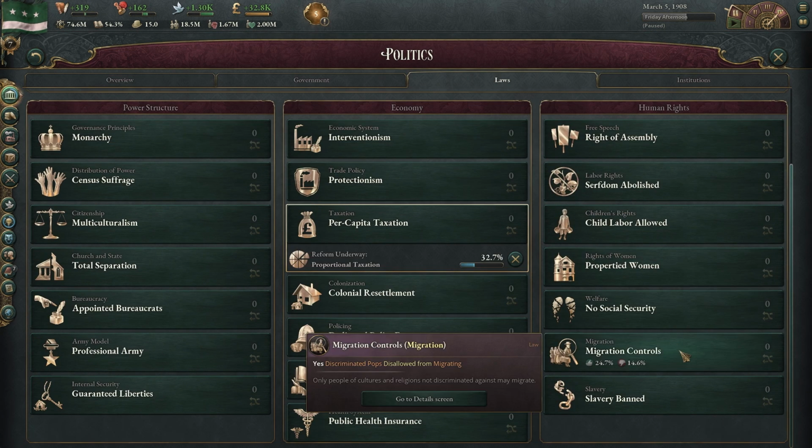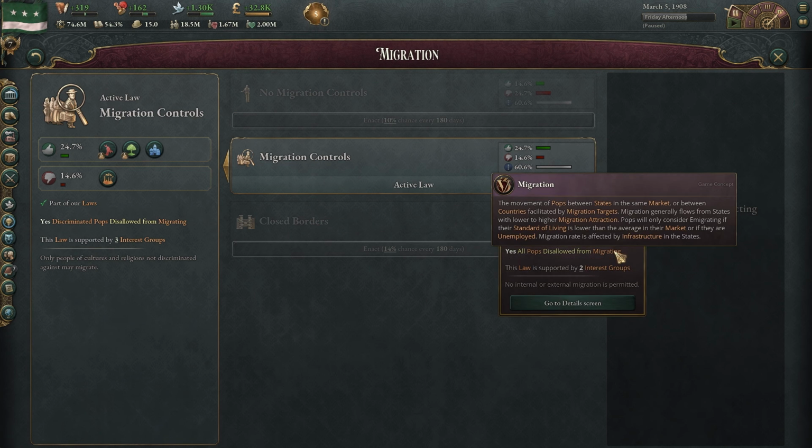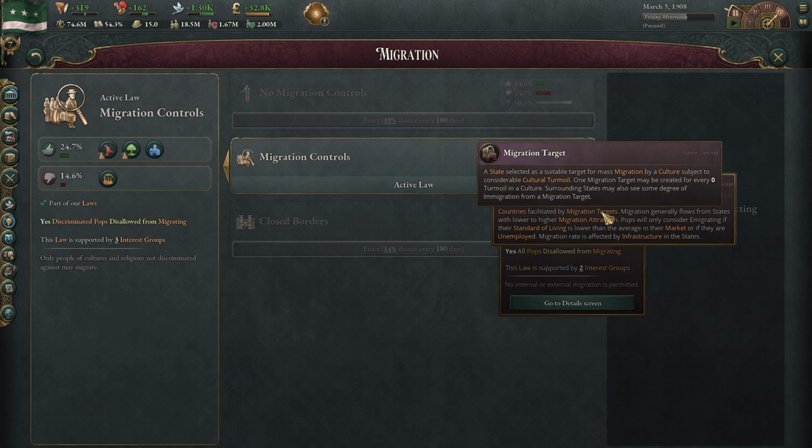There's also the second option here of actually getting migration, which is when there is a migration target. And what this does is when a culture gets a certain amount of turmoil, eventually they get upset enough to where they want to leave where they are, and they'll choose a migration target. So depending on your laws here, you may become a target, and if you are, then that's when you get POPs from a completely different market, completely different country coming into your land.